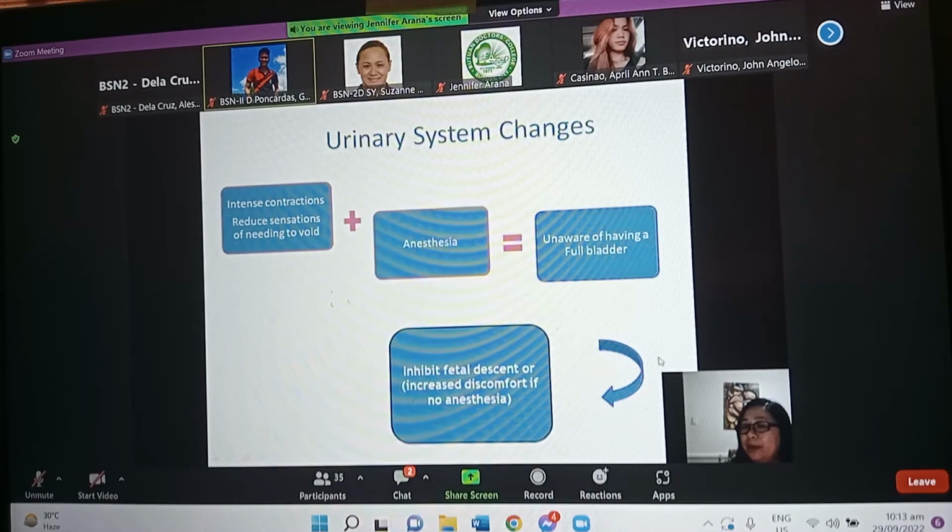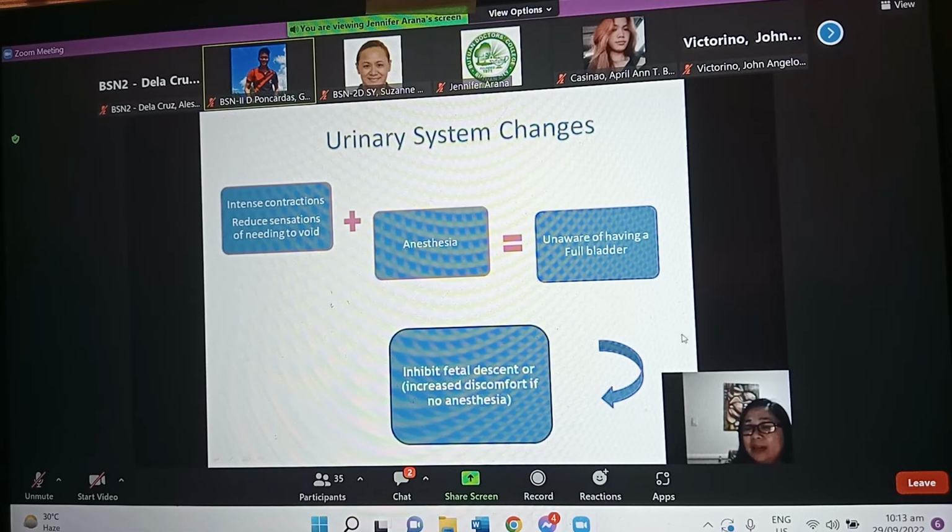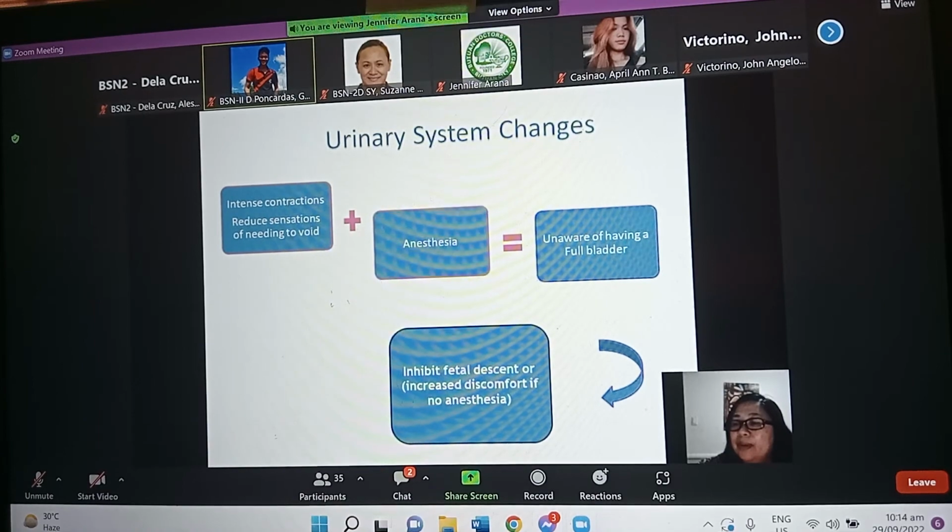Okay? So, di siya kaihi, puno yung bladder. So, what will happen is that if the bladder is full, that will inhibit fetal descent or causes increased discomfort if there is no anesthesia. Wala anesthesia, feel uncomfortable ang mother. Plus the fact na pag full ang bladder, it will inhibit the fetal descent. Hinay ang pagbaba sa bata ngadto sa birth canal.